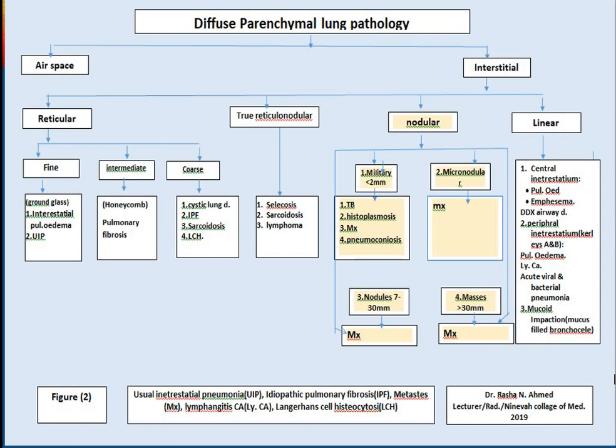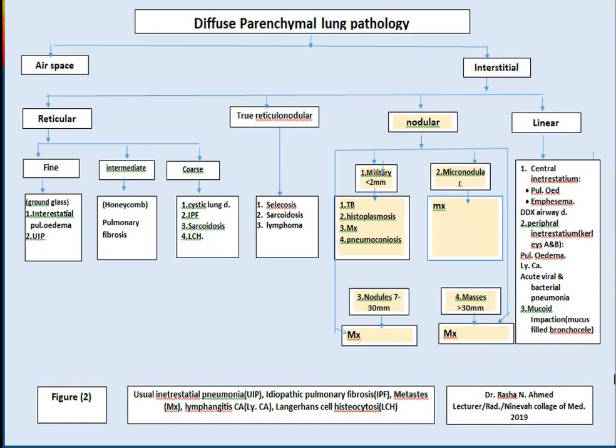Diffuse parenchymal lung pathology. After we talked about the airspace, we will take only a part of the interstitial. Interstitial diffuse parenchymal lung pathology could be reticular, reticulonodular, nodular and linear. We'll start with nodular, which is one of the simplest types. Nodular depends on the size of the nodule.